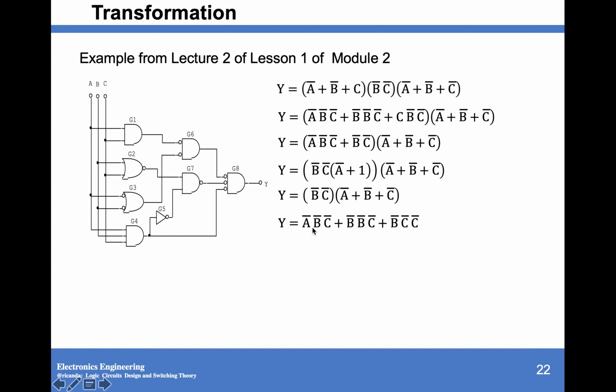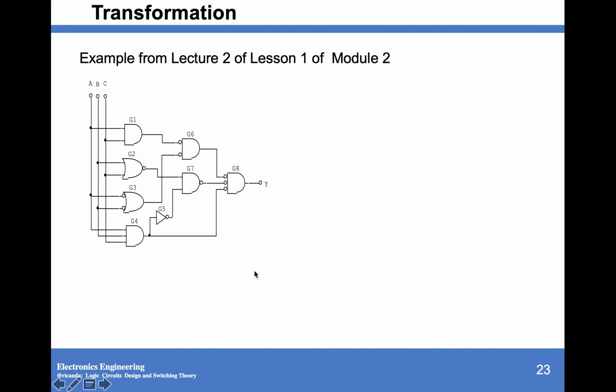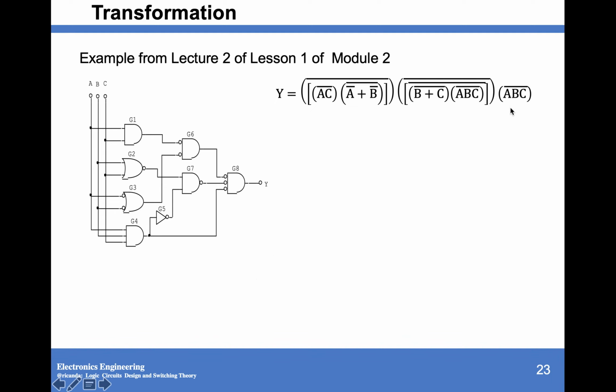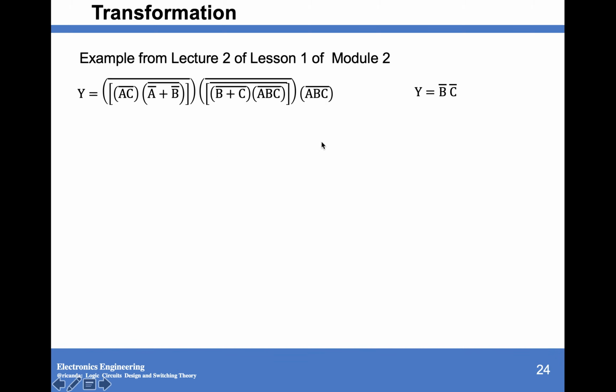Distribute, we have E bar, B bar, C bar, or B bar, B bar, C bar, or B bar, C bar, C bar. B bar, B bar is the same as B bar. C bar, C bar is the same as C bar. So we have your B bar, C bar, or B bar, C bar. So this is the same as B bar, C bar. Then the common between these two is your B bar, C bar. So this is now your simplified Y. So if this is our original expression, your simplified y is just only B bar C bar.